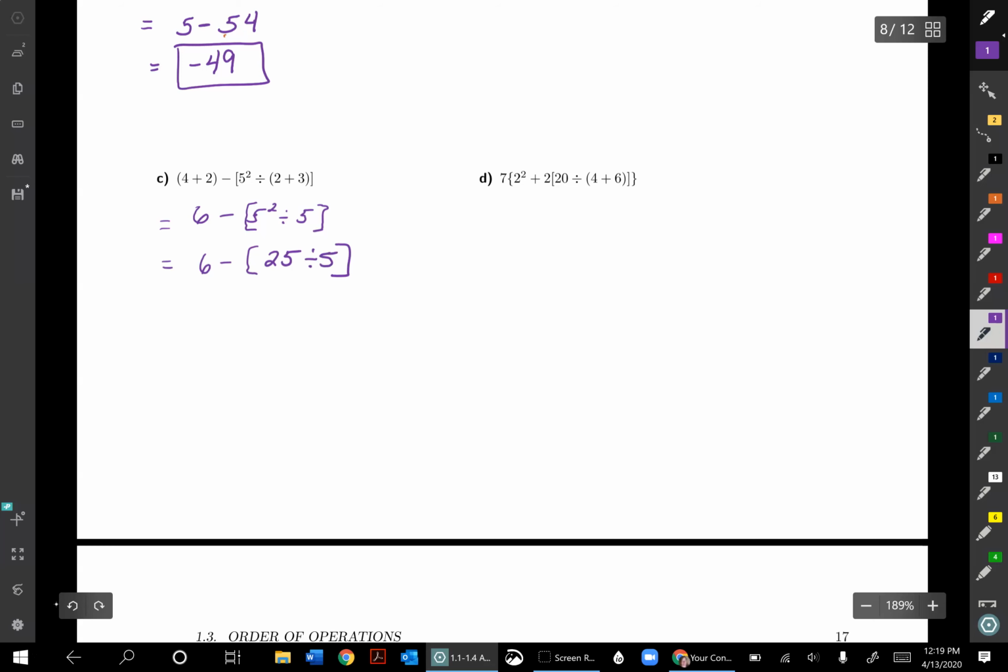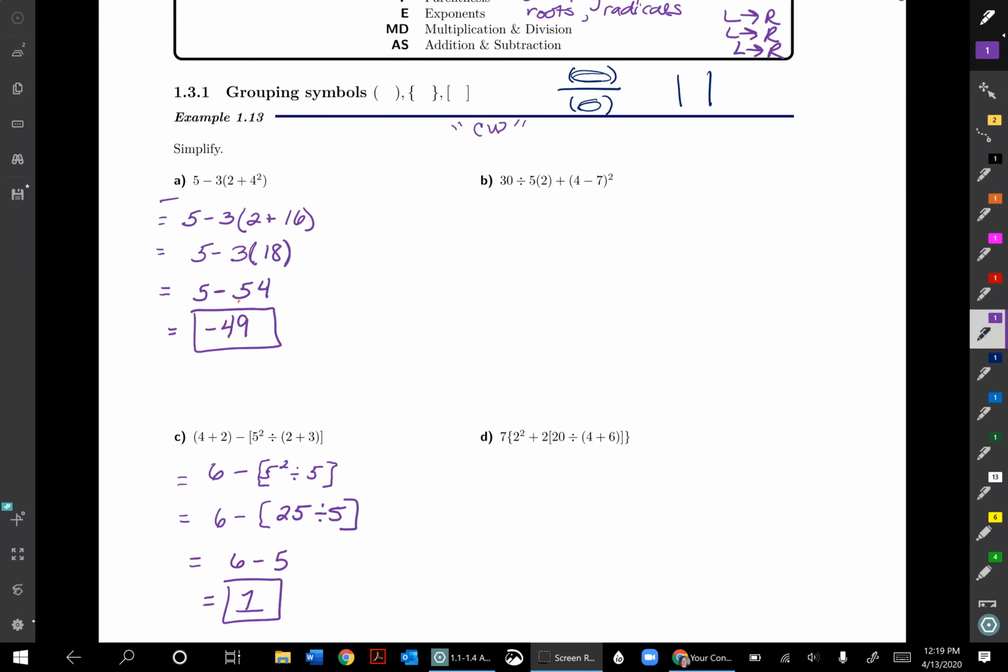Now some things you can streamline and kind of do in your head a little bit, so don't worry too much. So then we have 6 minus 25 divided by 5, which is 5. And then lastly, we would have 6 minus 5 is 1. And then again, mark your answer clearly.